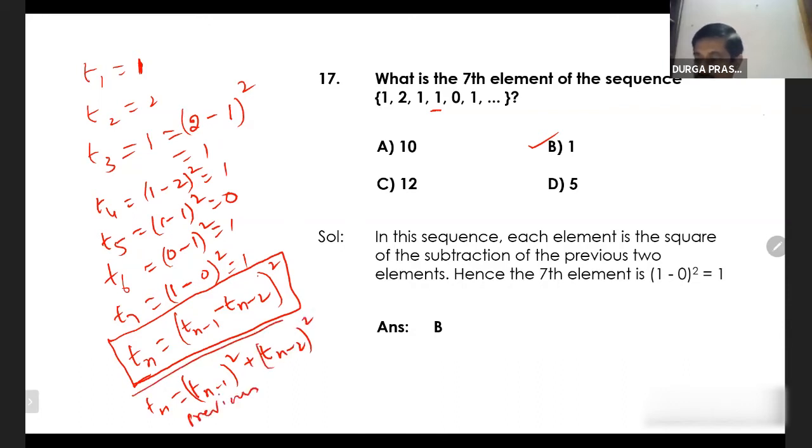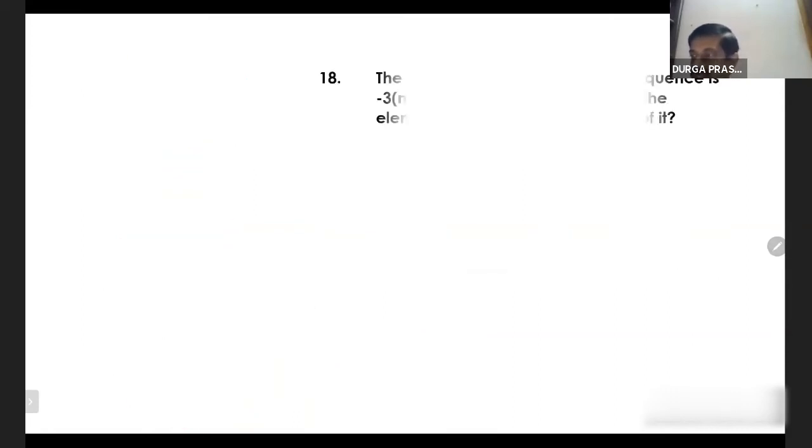So that means for each problem you'll have one rule. How do you get that rule? It is only done by observation. There is no standard rule, because for these types of problems you should analyze, observe, calculate, and then put the things together. Okay, let us go to the next question.